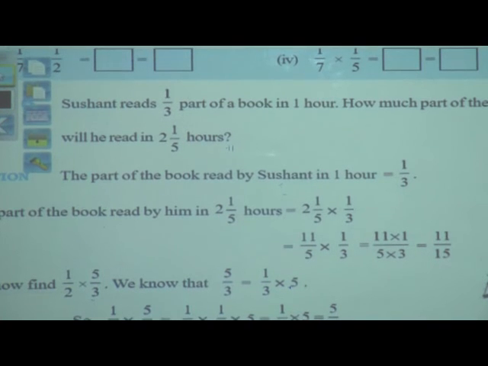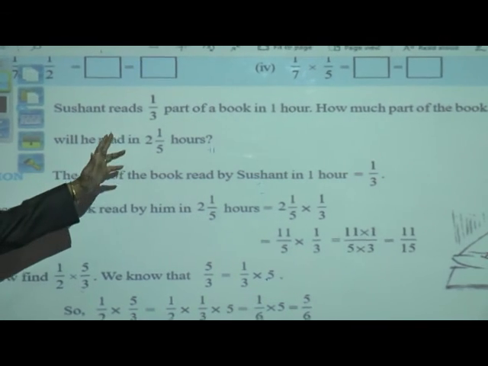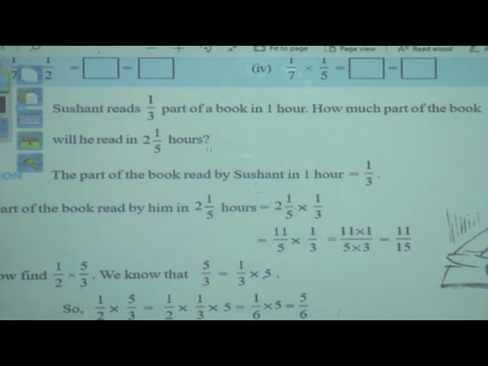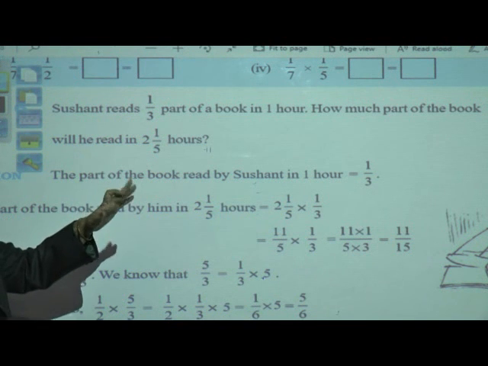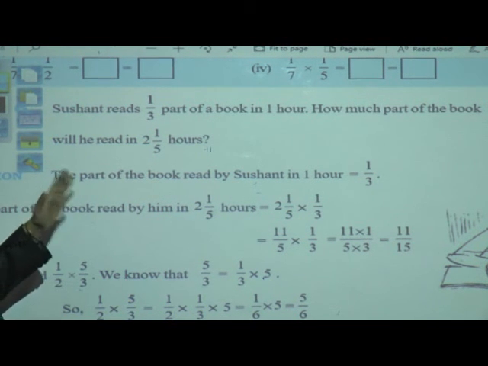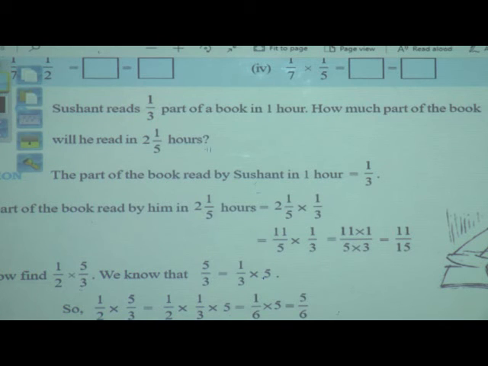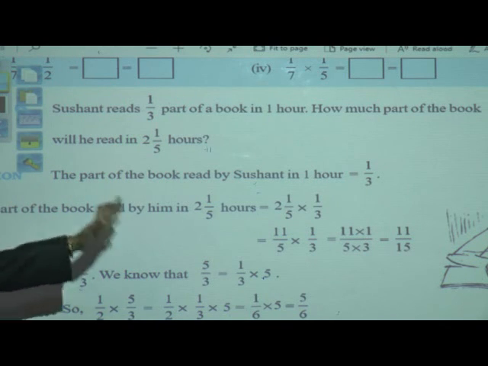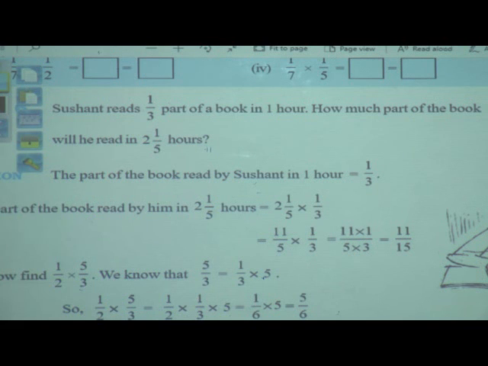We will see one example: Shashank reads one third part of a book in an hour. Means in 1 hour Shashank reads how much? 1 upon 3 part of the book. How much part of the book will he read in 2 and 1 upon 5 hours? It is a word problem, so we have to write the statement. The part of the book read by Shashank in 1 hour is 1 upon 3, and so the part of the book read by him in 2 whole 1 upon 5 hours.